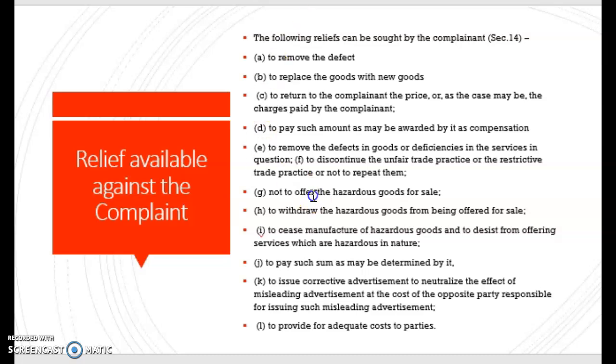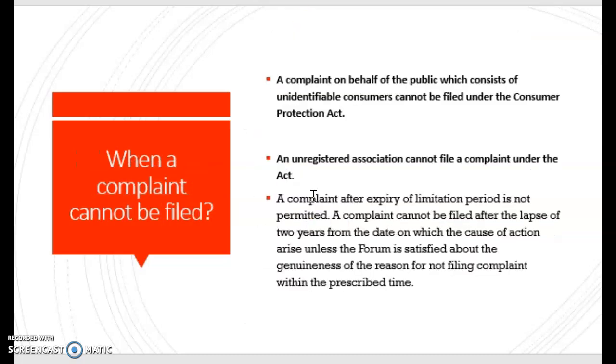Next, another important aspect is that when we talk about the complainant, there is also the aspect of when a complaint cannot be filed. A complaint on behalf of the public, which consists of unidentified consumers, cannot be filed under the Consumer Protection Act. For example, a complaint was filed on the basis of a newspaper report that passengers traveling from Calcutta to Delhi were made to stay at the airport and the flight was delayed by 90 minutes, causing great inconvenience to passengers. It was held that such a general complaint cannot be taken up.